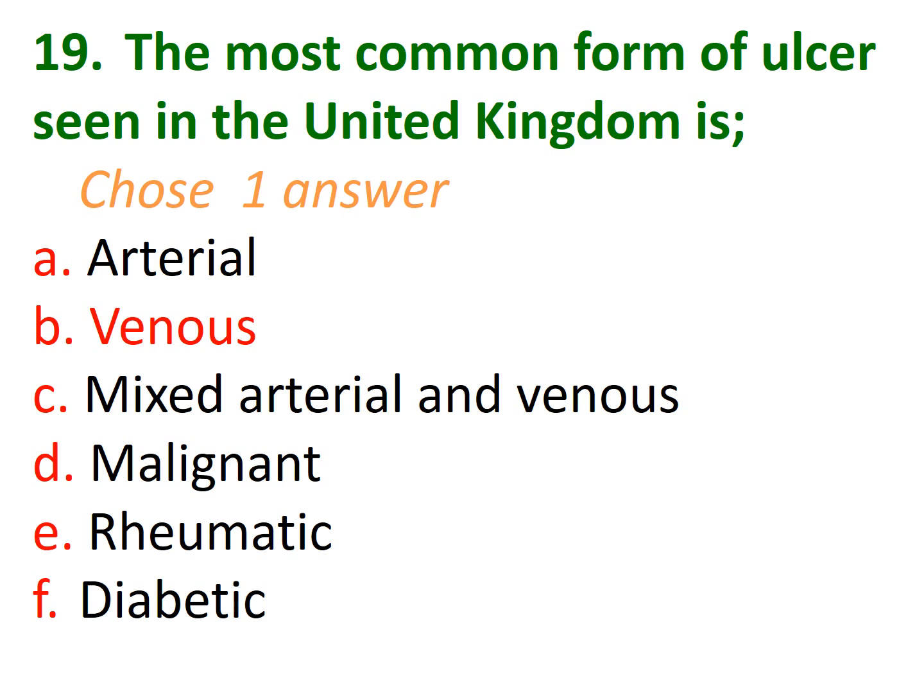Well, unfortunately, we're seeing more wounds associated with diabetes. But in the UK, the most common form of ulcer is in fact a venous ulcer caused by venous insufficiency. We do see arterial ulcers, we do see mixed arterial and venous, we do see malignant, we do see rheumatic, we certainly see diabetic, but venous still remains the most common cause. Usually caused by failure of the valves in the veins, causing a chronic venous insufficiency syndrome with chronic venous hypertension. That's why it's so important to use appropriate compression to aid the venous return.